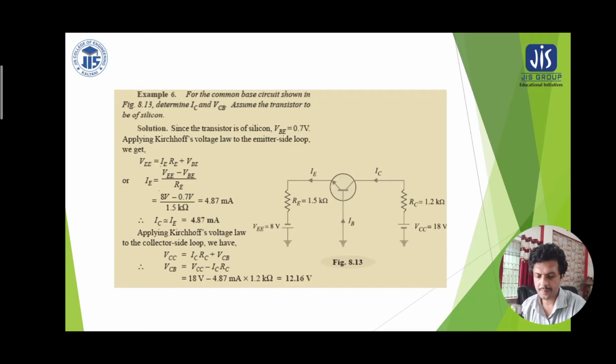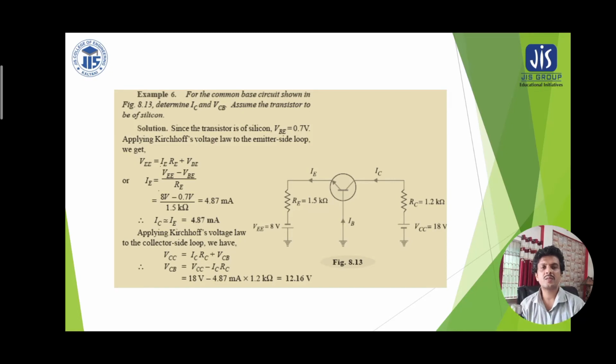Now here the problem shows that for the common base circuit, determine the collector current and collector to base voltage. We have to assume the transistor to be of silicon. So in the silicon transistor, we know the cut-in voltage is 0.7 volt. The emitter resistance is 1.5 kilo ohm. The VCC is 12 volt, and the RC is 1.2 kilo ohm.